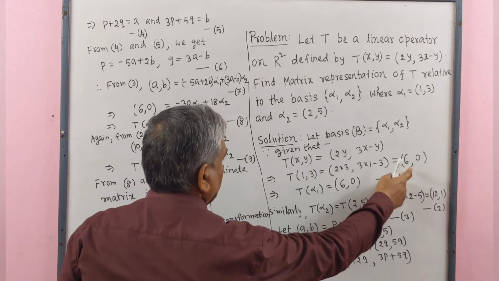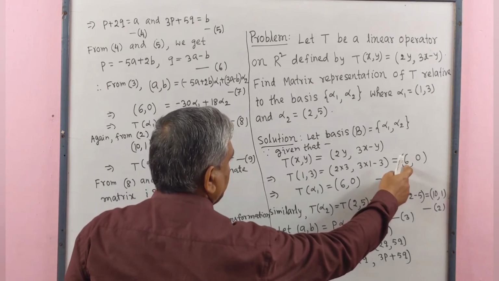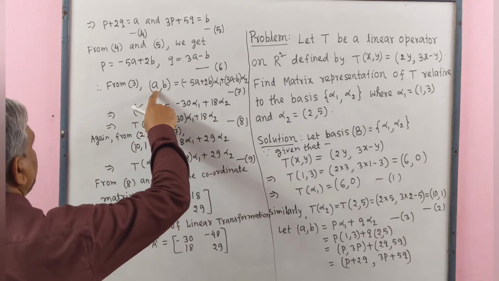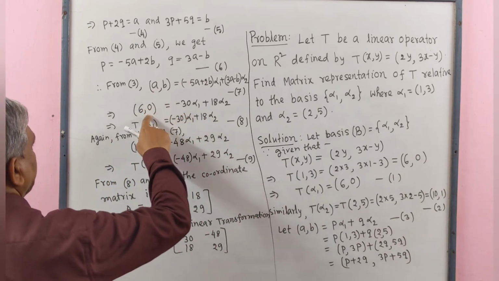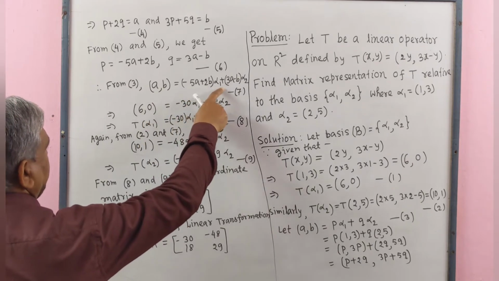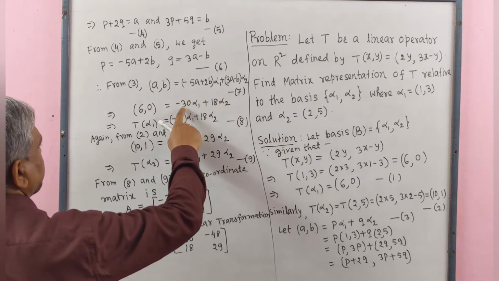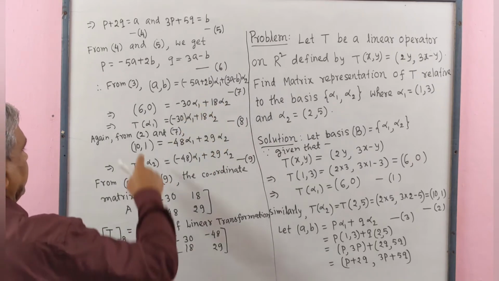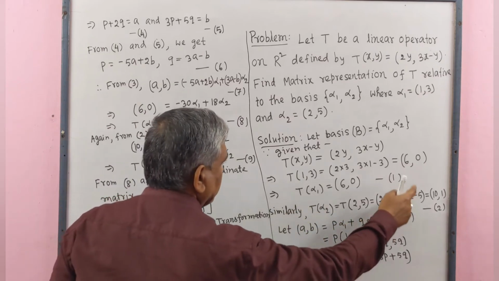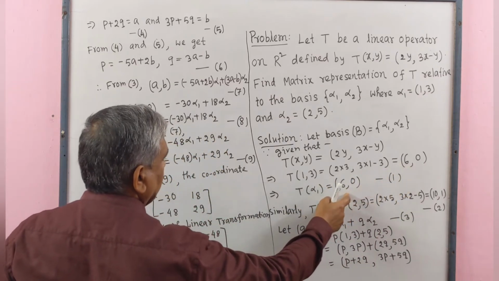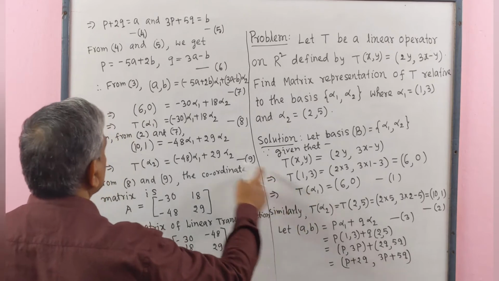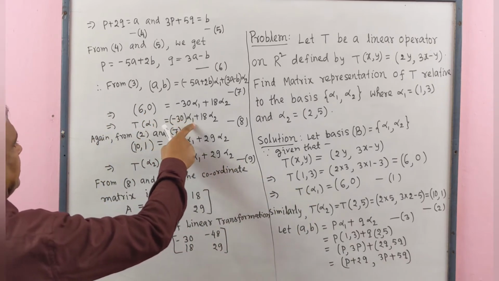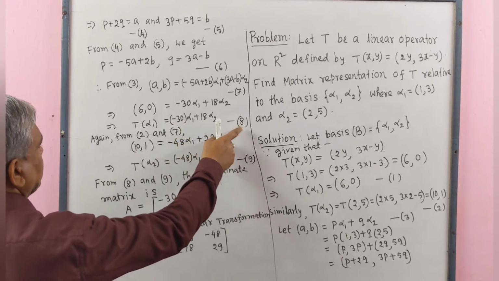Here we have ordered pair (6, 0). So by putting value of A equal to 6 and B equal to 0, right side also, we get minus 30 alpha 1 plus 18 alpha 2. This ordered pair (6, 0) is T alpha 1. So here we write T alpha 1 equal to minus 30 alpha 1 plus 18 alpha 2. This is number 8.